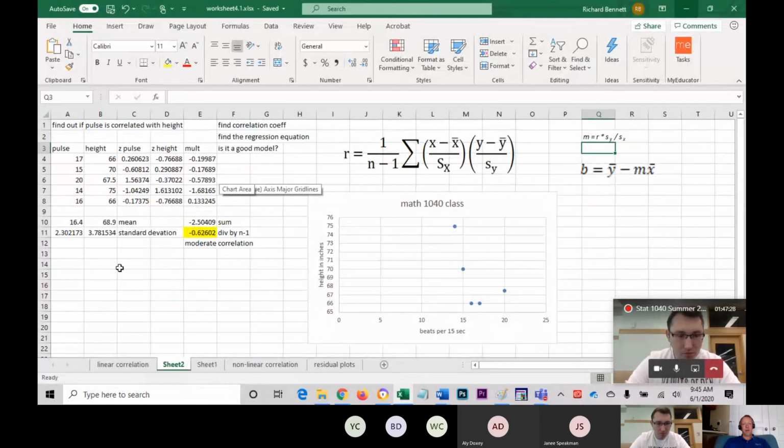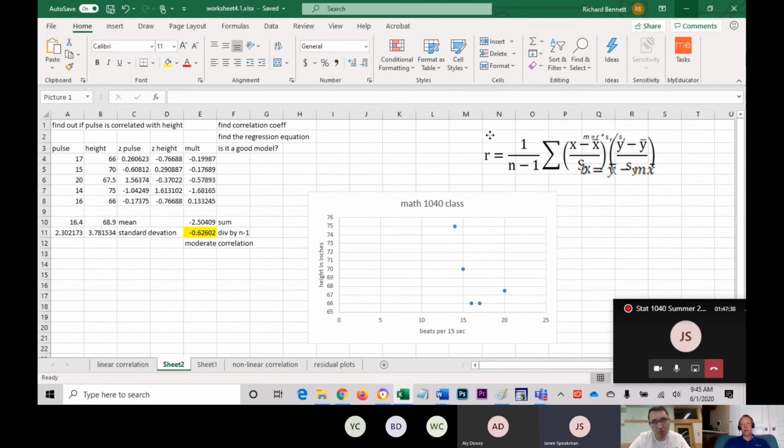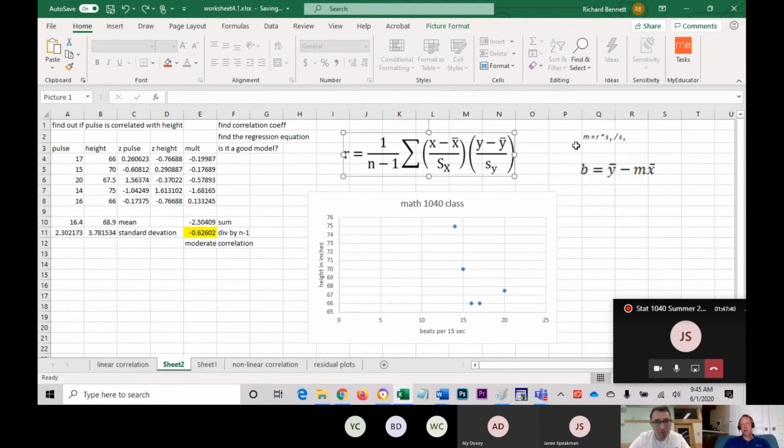What would I do to find the regression equation first? Oh, I know this. Remember, you've got these two equations here for help. Yeah, so do we find the slope first? So let's find the slope first. The slope, which we're going to call m. How do we do that?